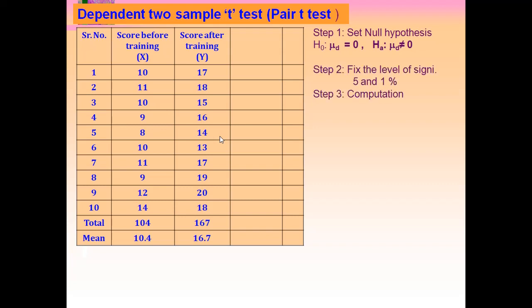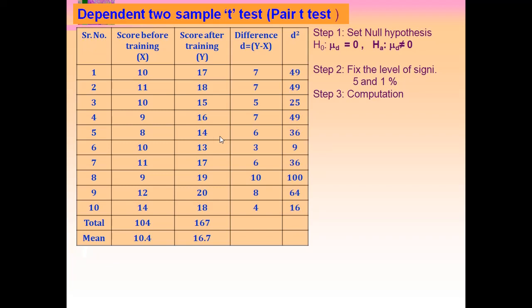Then we fix the level of significance as usual at 5%. Then you have to work out the difference between the two related observations, what we call the small d, that is y minus x, and then you have to take the square of that difference. So here you can see that the values have been worked out, the differences, then the squares have been calculated. Finally the sum for di as well as di square is calculated.